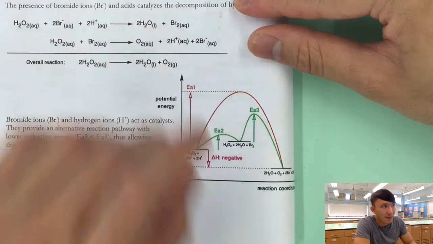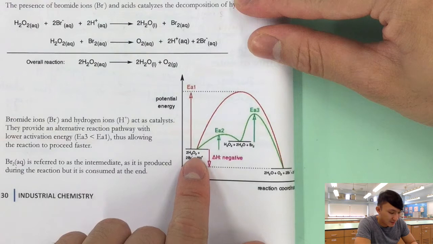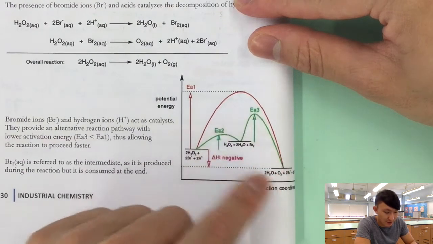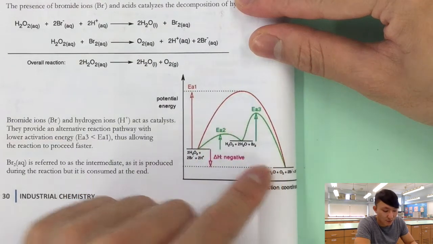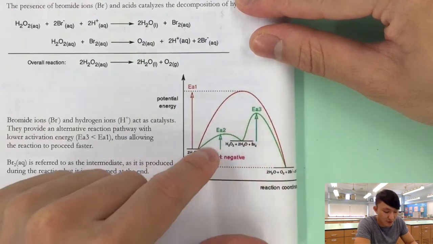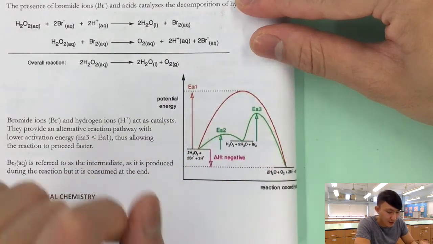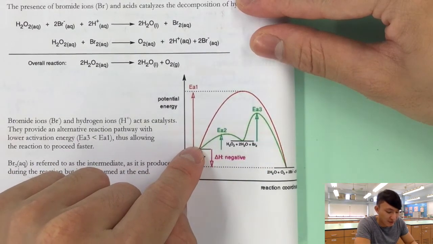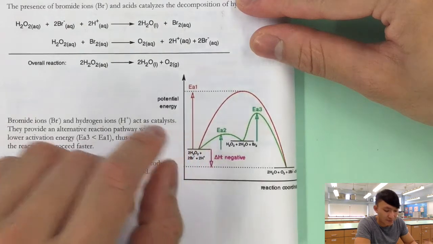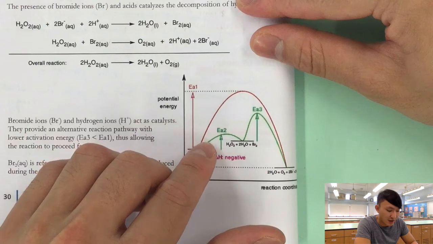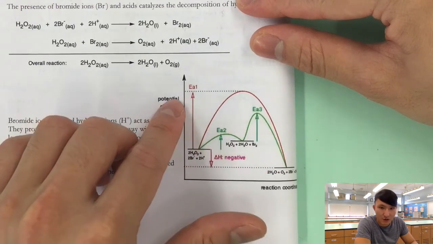Now, for the catalyzed pathway, you see it has two steps because there are two hills. When you have two hills, two mountains, you will also have two activation energies. But you notice that even though we do two steps, the activation energy is still lower than the original.